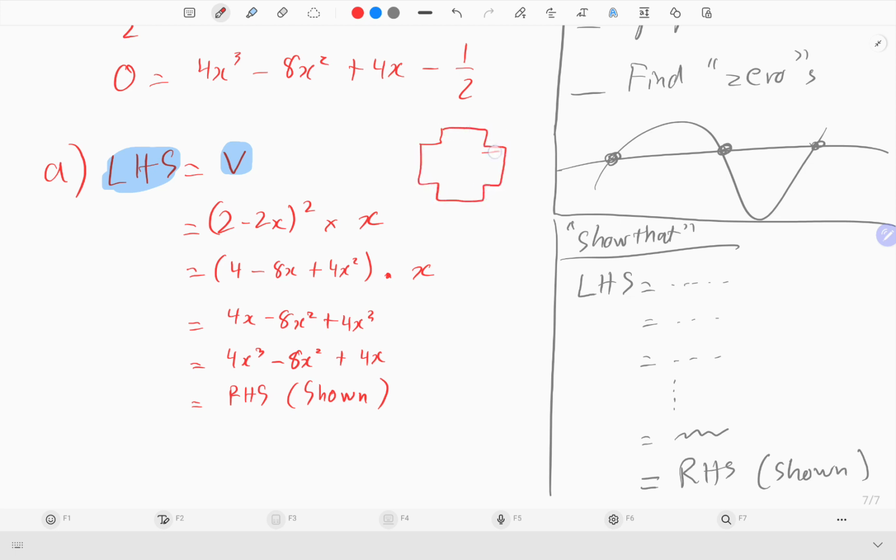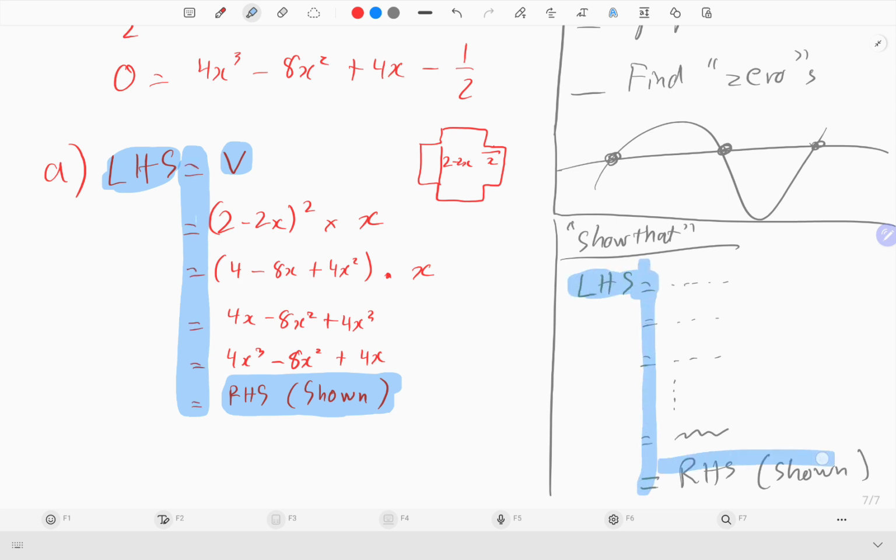Where this one would be x, and then this one would be 2 minus 2x, in order to find the volume. So using that, expanding everything, then you get equals the right hand side shown. It's almost always going to look like this. It almost always has to start with the left hand side, and then a whole chain of equals, and then finally you get equals the right hand side shown. So it is the same structure here. Okay, so that's the structure of a show that question. Make sense? Okay, now your turn.